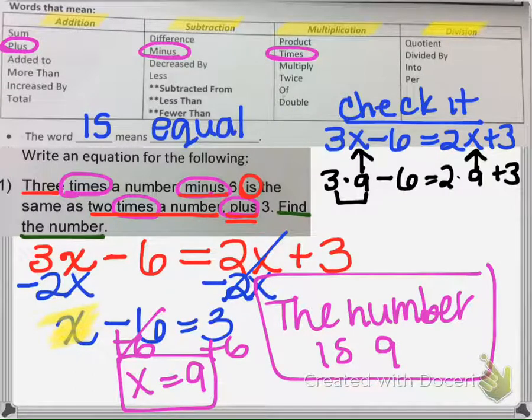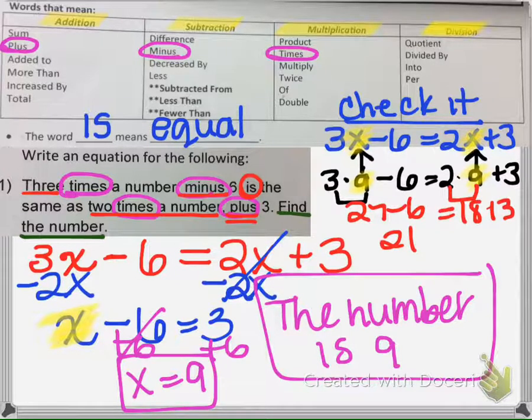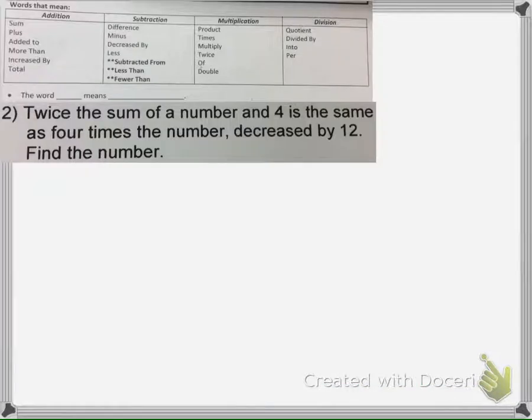And then remember when you get your answer that it's always a good idea to check. So if I take out the x's and put the answer we got, which was 9, back in, and now evaluate each side, we get 27 minus 6 here, which is 21, and over here we get 18 plus 3, which is also 21. So we correctly identified the number that it wanted. So let's go ahead and try another one here.